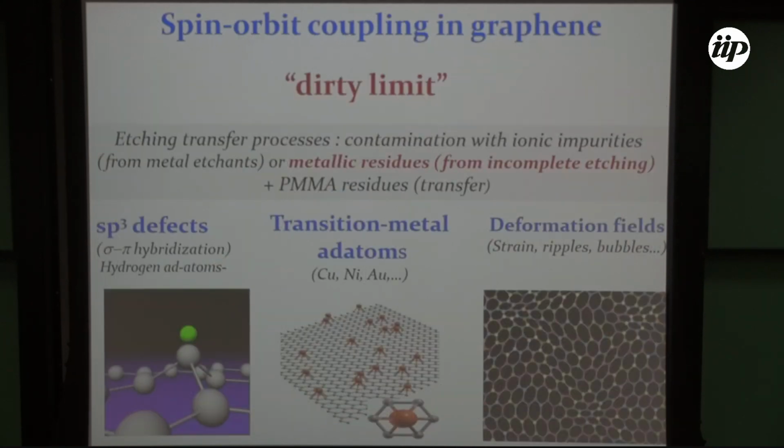Now let's go to the dirty limit, because that is also a major issue in the devices that are measured. It's not super clean, flat graphene in the air. It's contaminated, disordered graphene on top of a substrate that is itself very disordered. So there are a lot of different sources of spin-orbit coupling that can drive and completely dominate the spin dynamics and spin relaxation.